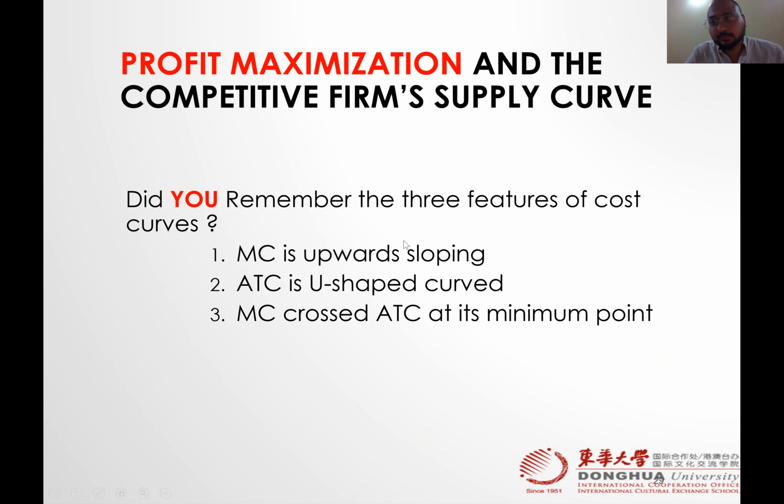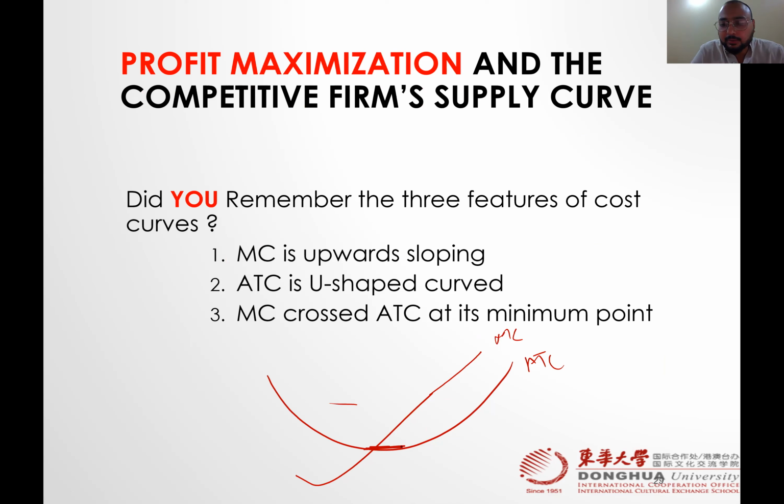So now, recall our discussion regarding previous chapter that MC is upward sloping, right? Like this. Yeah, this is not true. Why? Because MC is not crossing its minimum. We need to make a new one. The MC is upward sloping. Yes, it is upward sloping. ATC is U-shaped curve. Yes, and MC crosses its minimum. The bottom of U-shaped curve called efficient scale.